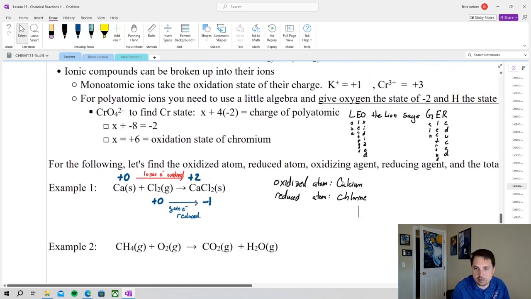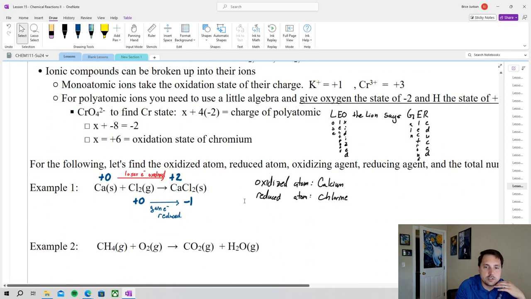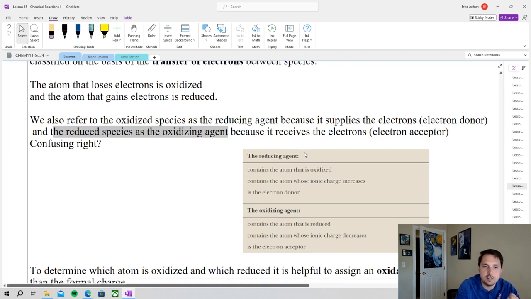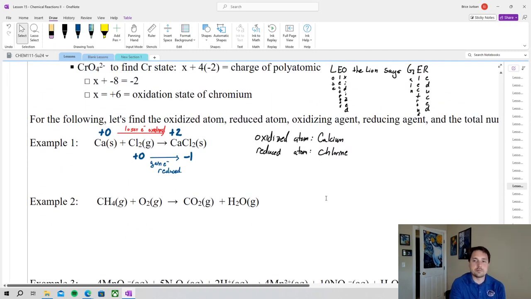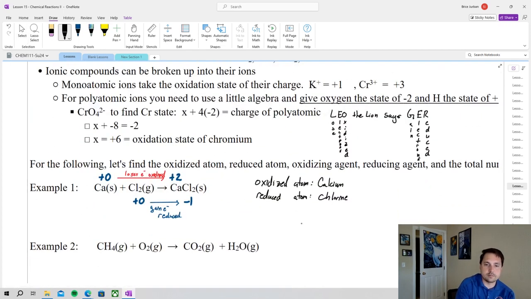Now, this term gets thrown around a lot, oxidizing agent. So let's look back at here. And I don't know if I wrote this right. So the reduced species is the oxidizing agent. The reduced species here is the chlorine. It's known as the oxidizing agent because it is the thing to receive the electrons. So it oxidizes basically the other thing. So the reduced species oxidizes the other thing. So it's referred to as the oxidizing agent.